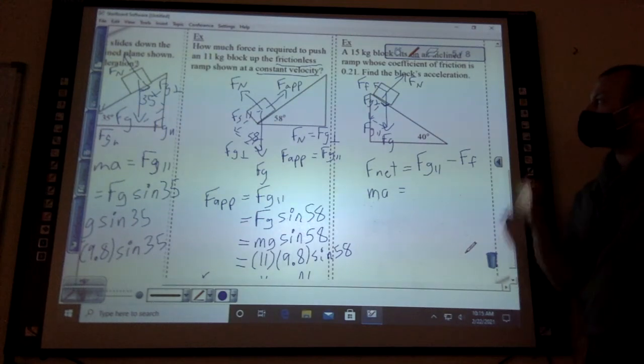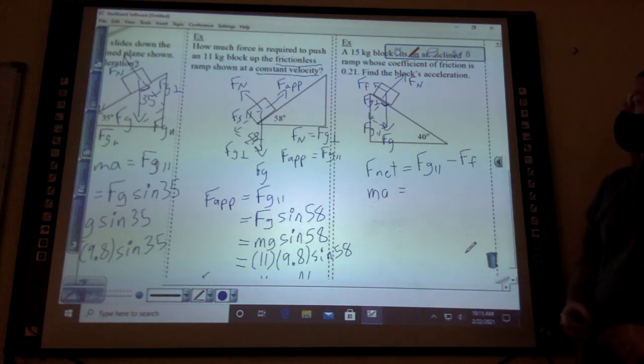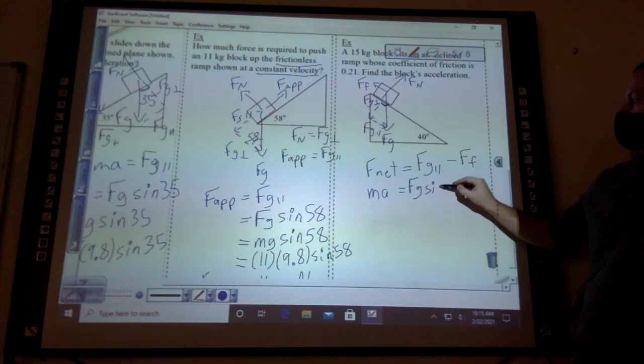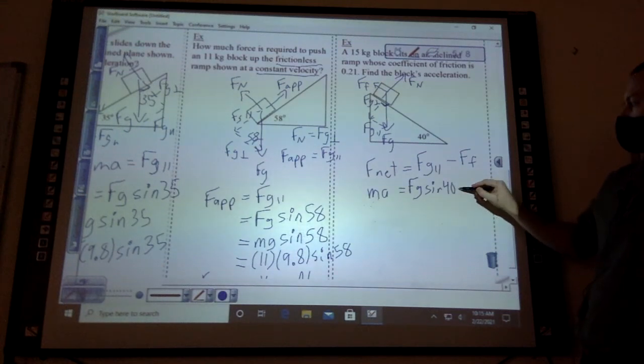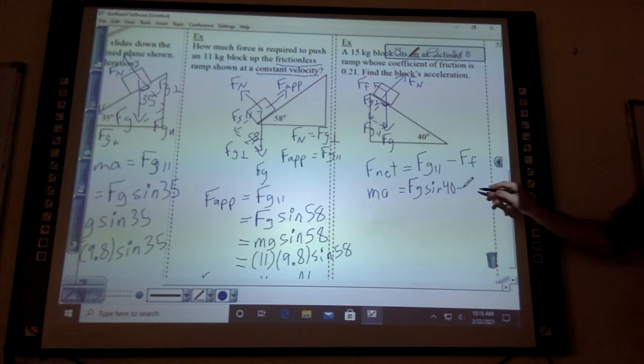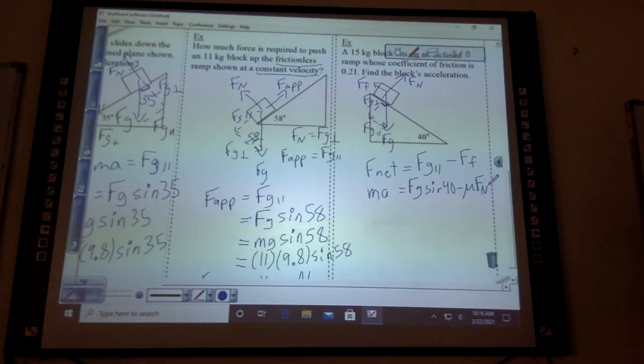Okay, so let's do this here. So FG parallel, we need to figure out what that is. So this is just going to be FG sine 40, because we have the angle, minus, oh, and we have to deal with force of friction now. So this is mu Fn. So here's the case where Fn is no longer equal to mass times acceleration due to gravity.